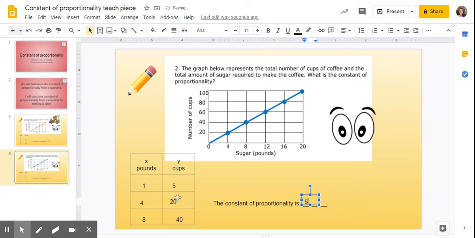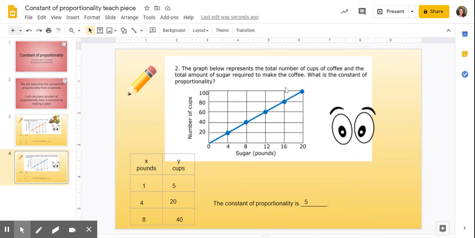5 times 4 is 20. 5 times 8 is 40. And you can confirm that up on the table. I look at 20. 20 times 5 gives us 100. Now be sure to go back and insert that information into that table.